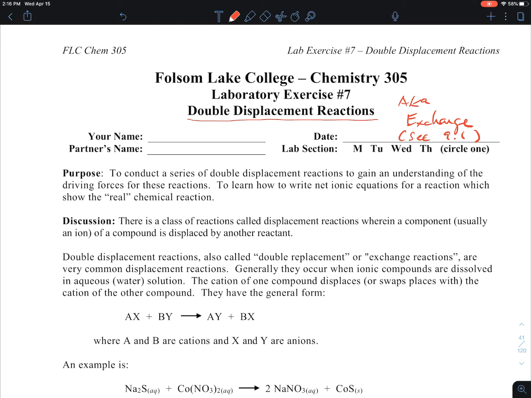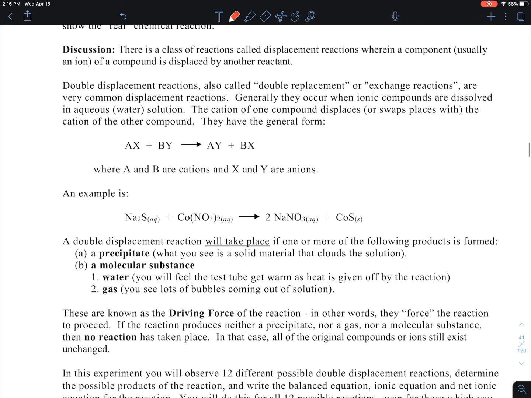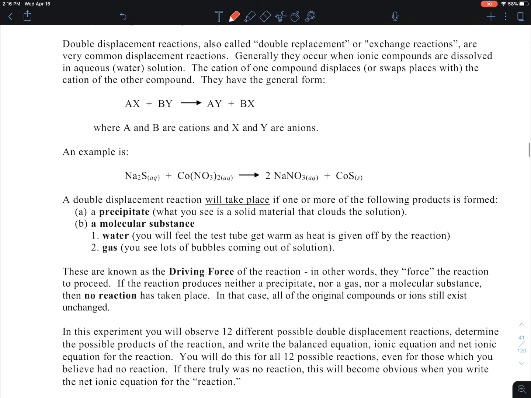So what I want to do first is just go through the lab manual pages for exercise 7 and show you what you're going to need to do, and then I'll give you some resources and discussion so that you can complete the experiment. So you're going to be evaluating double displacement reactions in this entire experiment.